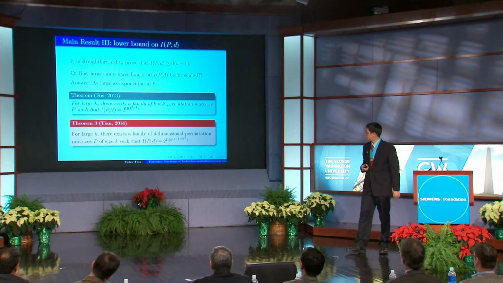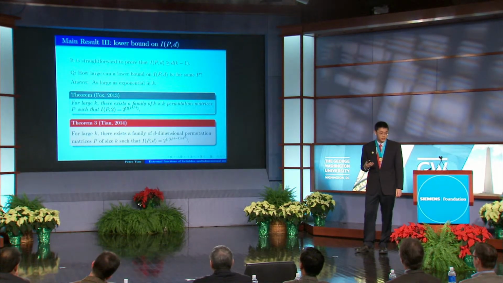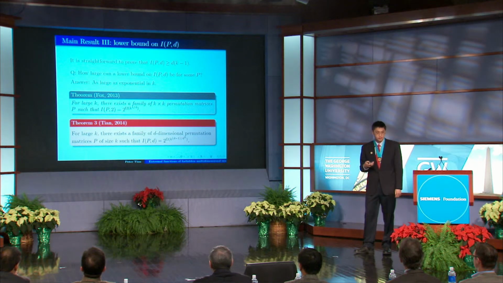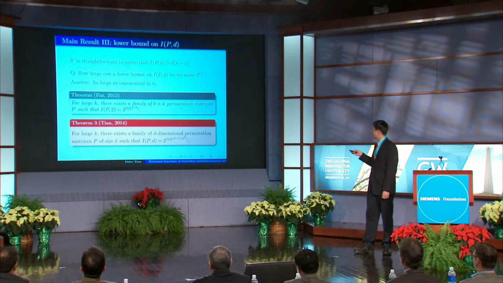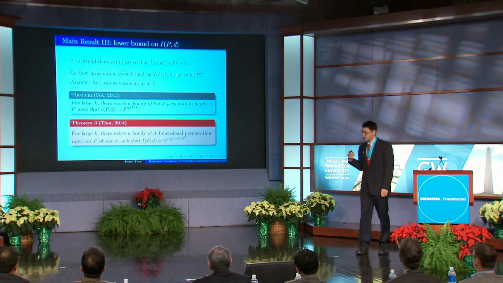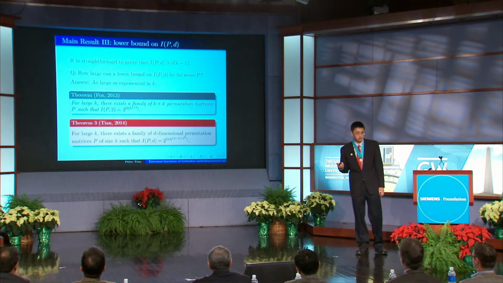So my last main result is about lower bounds on the inferior. So it's not hard to prove that the limit inferior is at least linear in k for any d-dimensional permutation matrix P, and that this linear lower bound is actually achieved by the d-dimensional identity matrix.